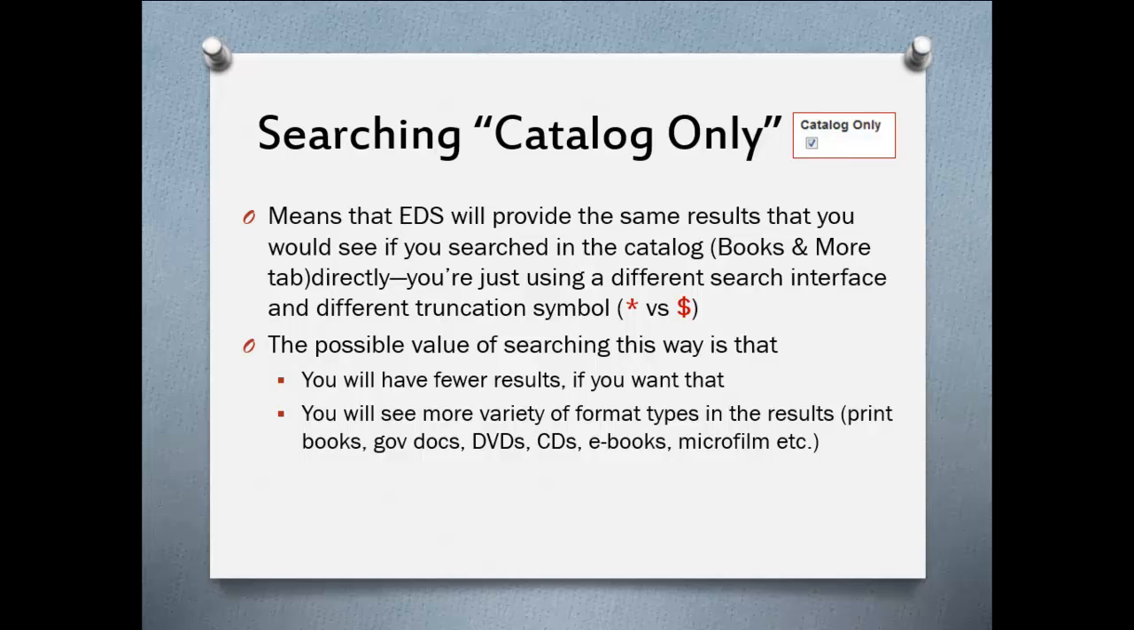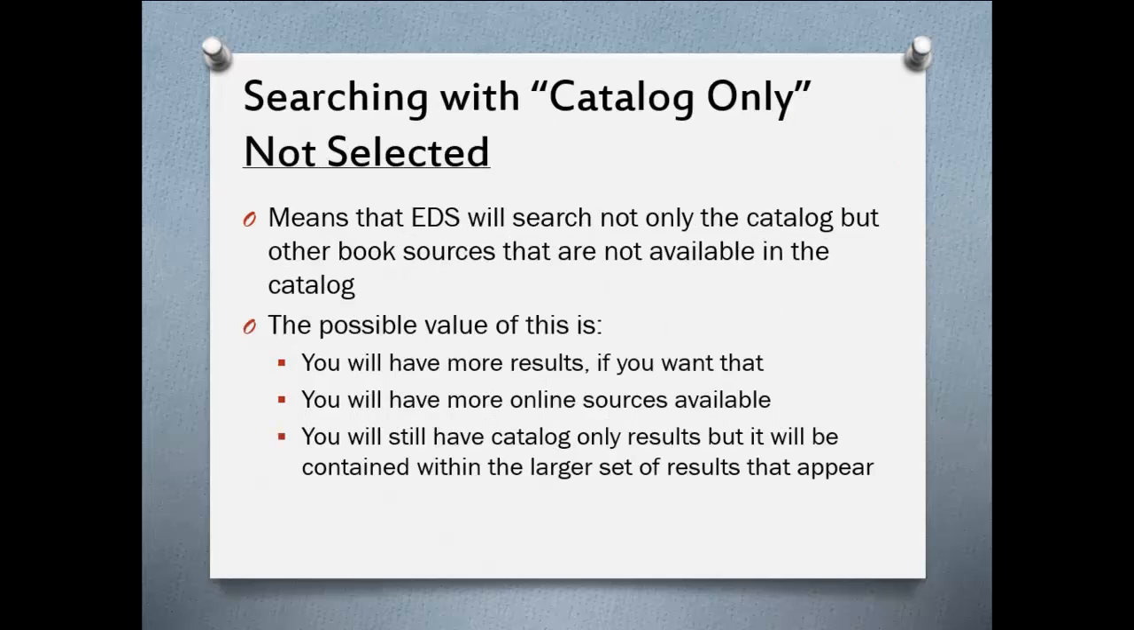Well, if you do search catalog only, the possible value of searching this way is that you'll have fewer results, if you want that, because it is a smaller database or a smaller section or subset of EDS that you would be searching, but you'll see more variety of format types in the results. You'll see print books, GovDocs, DVDs, CDs, ebooks, microfilm. More of those results, depending on what your search terms are, will come up in a catalog-only search, and it'll be easier to see. They'll be more prominent in the listing of the results.